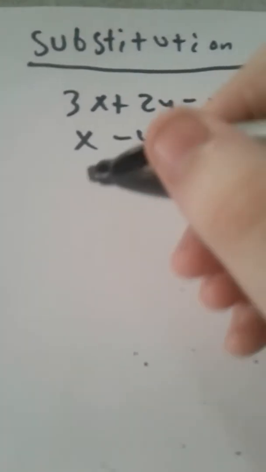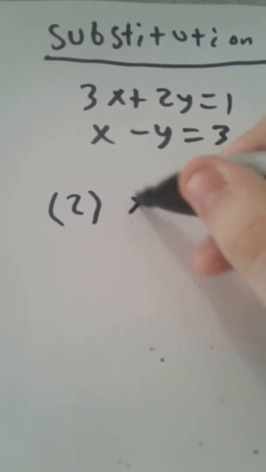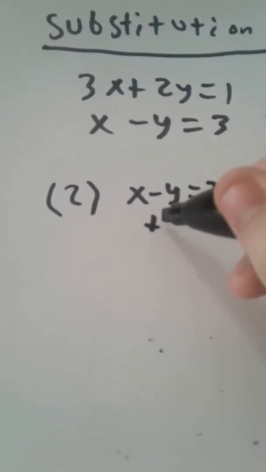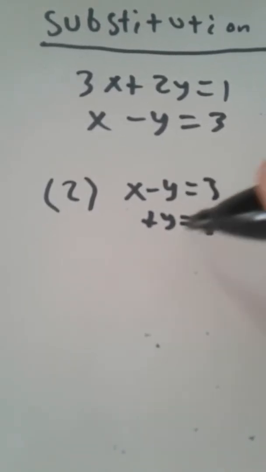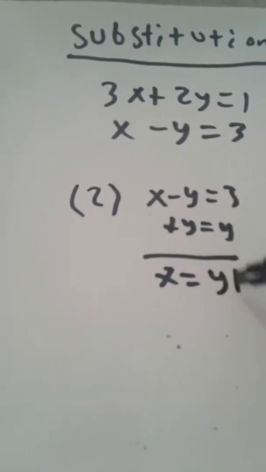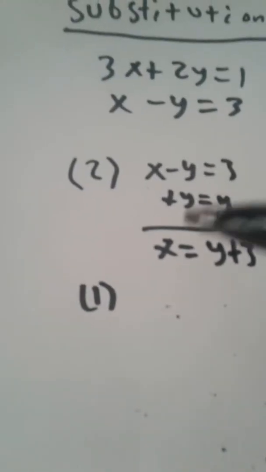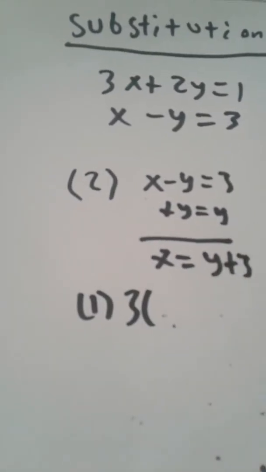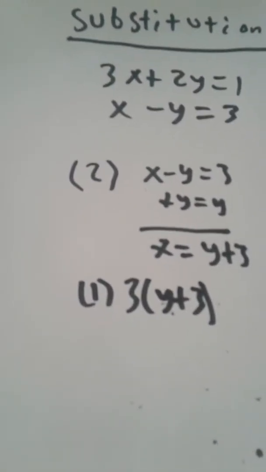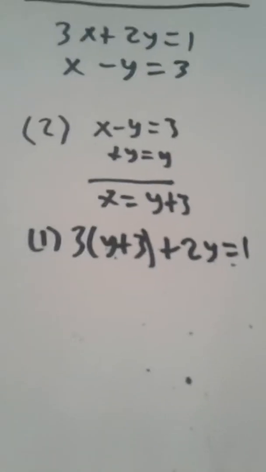So the first thing we're going to do is take the second equation, which is x minus y equals 3. We can add y to both sides, which will make x be by itself, and you will get x is equal to y plus 3. We can now substitute that in for x in the first equation and get 3 times y plus 3, which is x, because 3 times x is the same as saying 3 times y plus 3, plus 2y, all equal to 1, as you can see.